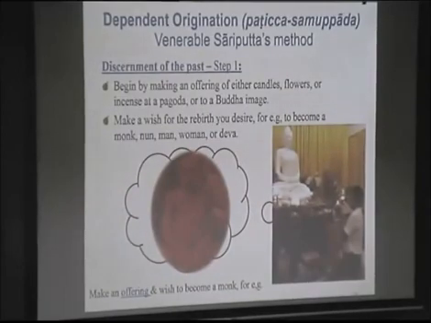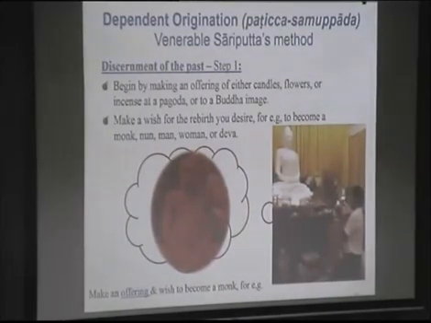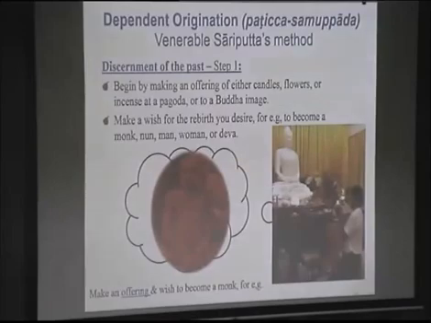When you go to practice dependent origination, first you must already be discerning nama rupa, mentality and materiality, with analyzing knowledge. If not, you cannot practice dependent origination, because we need to discern mentality and materiality further. This is our object for dependent origination, cause and effect. What is our cause? What is our cause? Many people are not the same; they have different causes.